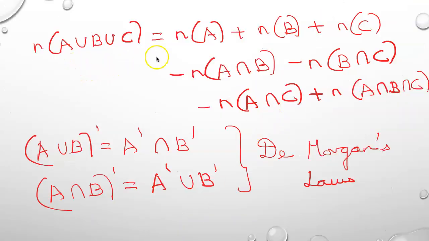And we have for three sets the same extension of the formula. Number of elements in A union B union C is number of elements in A plus number of elements in B plus number of elements in C minus number of elements in A intersection B minus number of elements in B intersection C minus number of elements in A intersection C plus number of elements in A intersection B intersection C. Again, we have De Morgan's laws, which state that A union B complement is A complement intersection B complement. A intersection B complement is A complement union B complement.